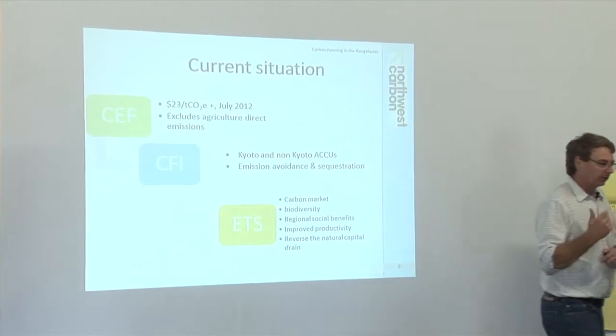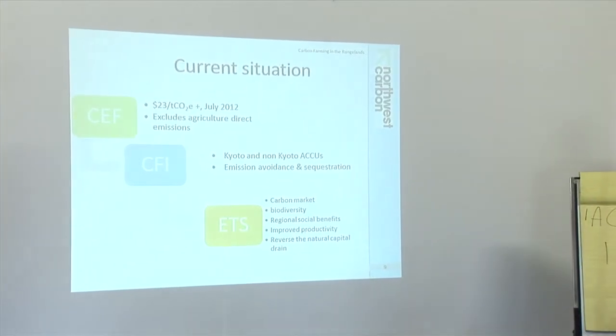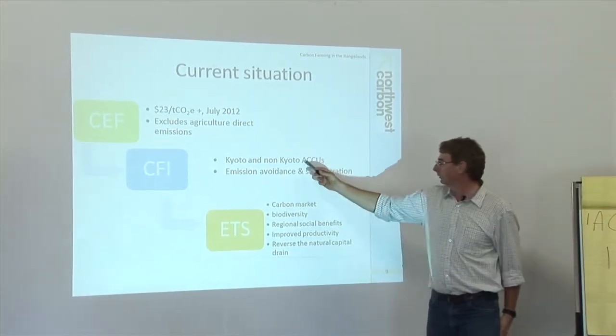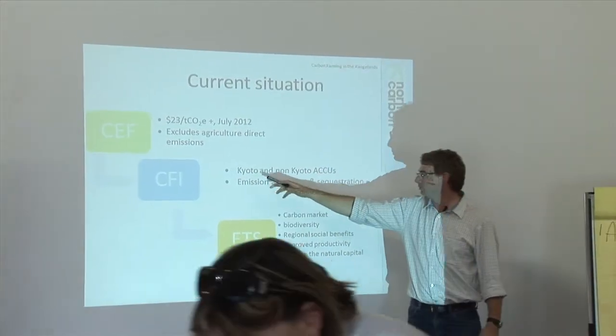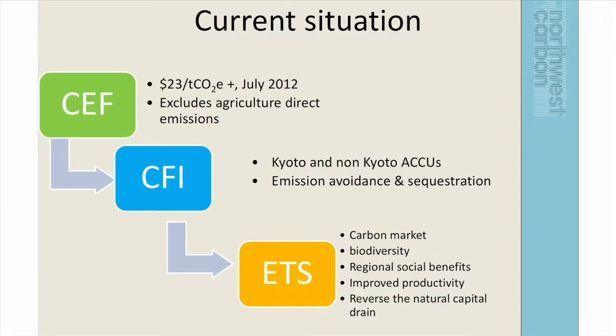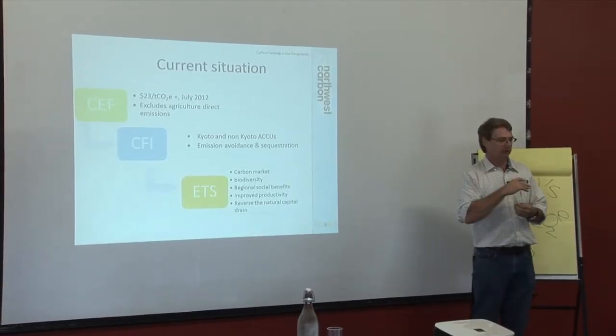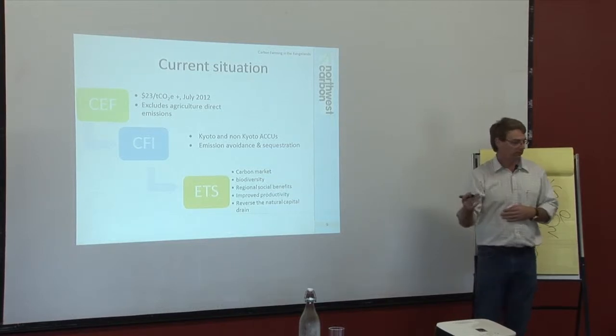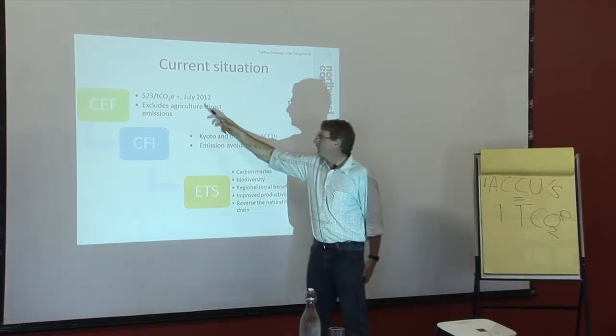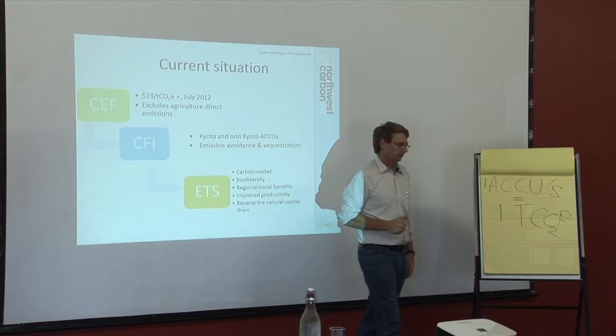In the CFI, you can create what's called a Kyoto or a non-Kyoto ACCU. Now these terms are interchangeable, so Kyoto is interchangeable with compliant. And most people have heard of the Kyoto Protocol. There's a whole sector of rules around what can generate a carbon credit and whether it's Kyoto compliant. So a liable entity needs to buy a compliant ACCU.